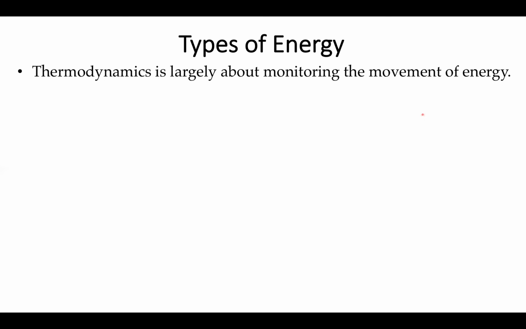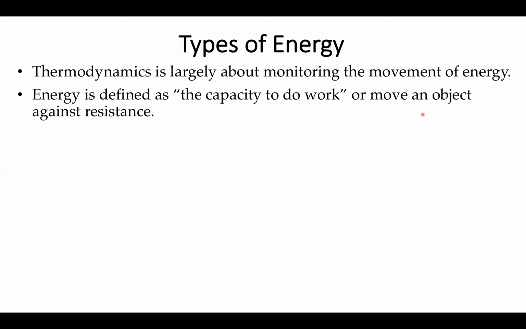Now, when we're talking about energy, energy is defined as the capacity to do work. So this is also known as the ability to move an object against resistance. Because when we're talking about doing work, we're talking about making things move, doing something that doesn't want to be done. And that's really what energy allows us to do.